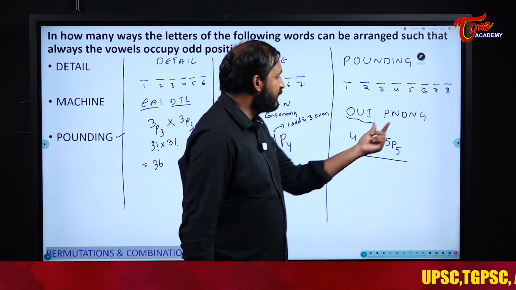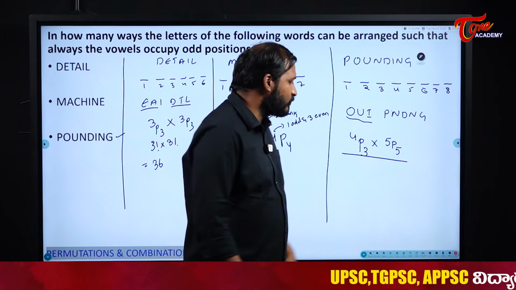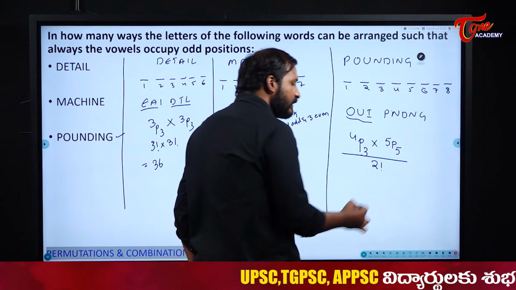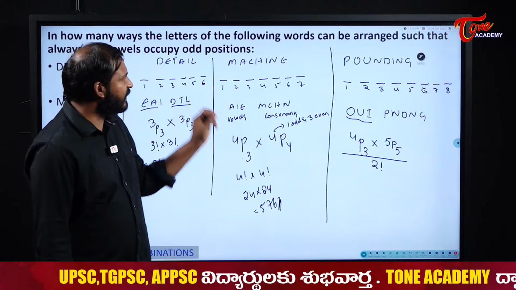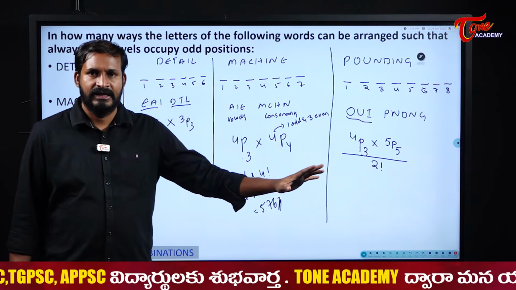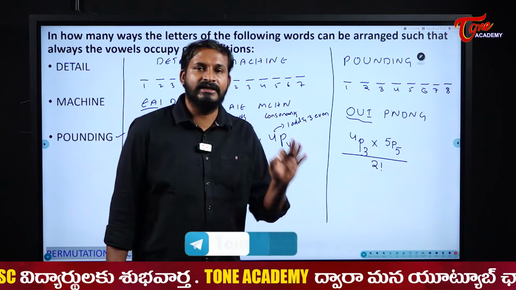Here N was repeated 2 times. So immediately you will have a 2 factorial. Simple, students. Whenever any letter is repeated, irrespective of case and condition, anything, we always directly get it in the denominator.